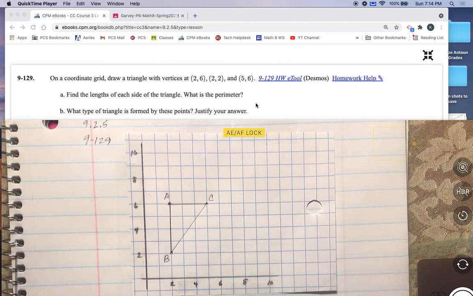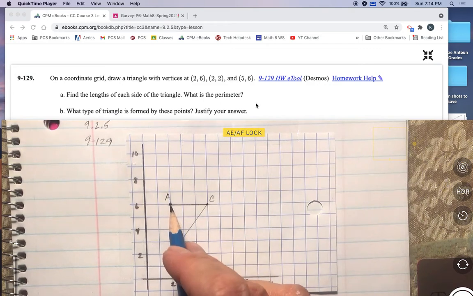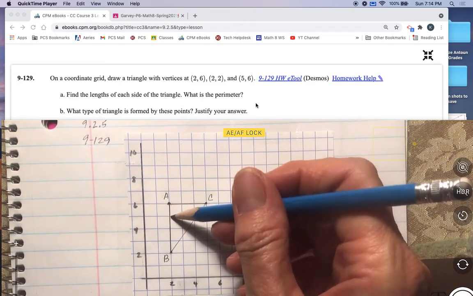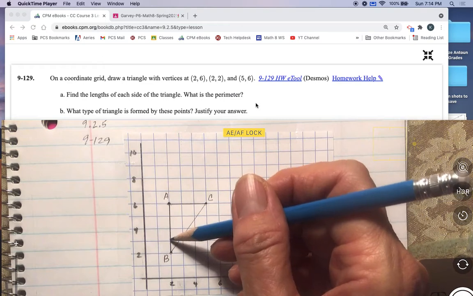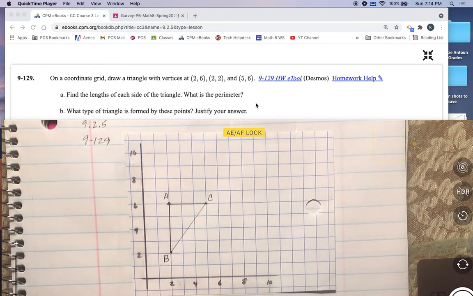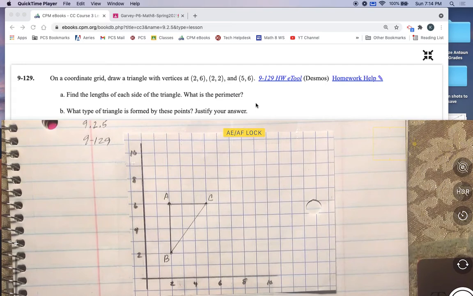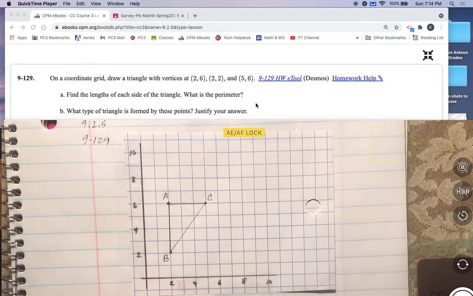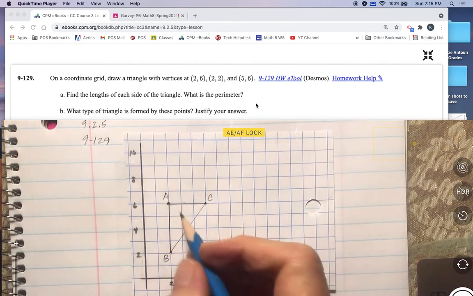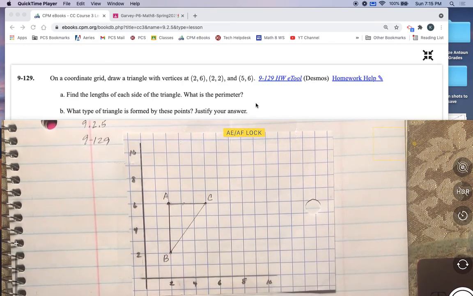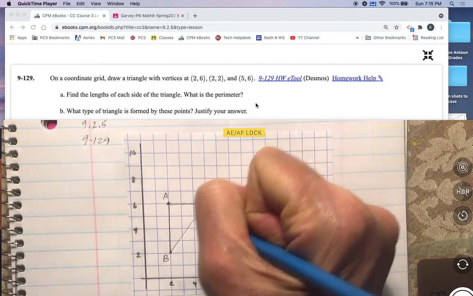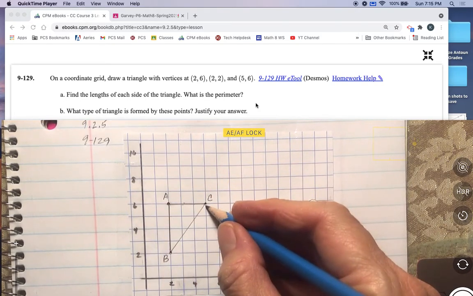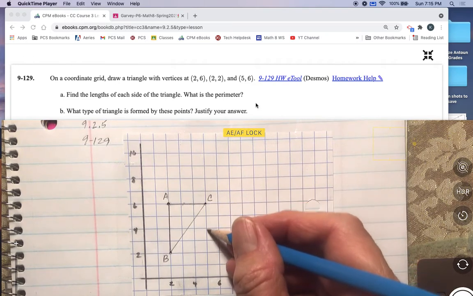What is the perimeter? Okay, so it's easy to find the length here between A and B. That's 1, 2, 3, 4. So A to B is 4. And we know what A to C is, or maybe I should call that C to A. That's 1, 2, 3. But this length is a little more difficult to find because it's not on one of these grid lines.